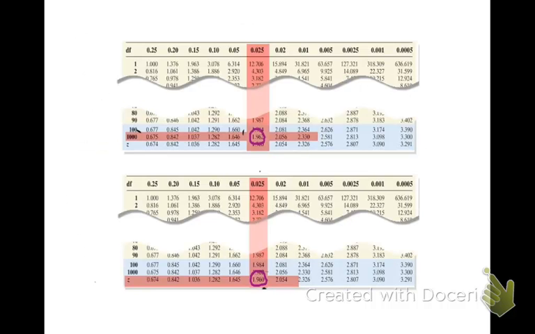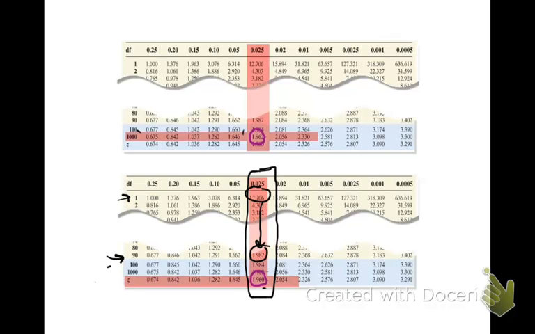Let's take a look on the table. Here's 0.025, or 95% confidence. When your degree of freedom is small, 1, you're at 12.7. As your degrees of freedom increase, your z-score decreases. If you're at a degree of freedom 90, your z-score drops down to 1.987.